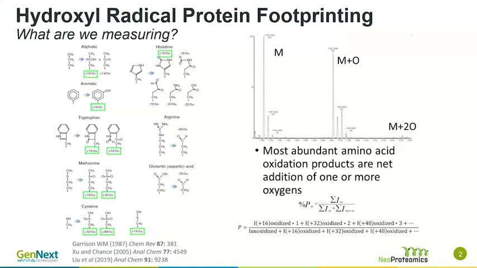So on a fundamental level, what we're measuring is these oxidation products, and fortunately, the stable oxidation products of most amino acid side chains with hydroxyl radicals result in a net mass shift that is identical between most of these amino acids. That is the net addition of one oxygen atom, which you can clearly see in a mass spectrum. So this allows us to identify and quantify these oxidation products pretty simply using standard LC-MS systems that most of us are familiar with.